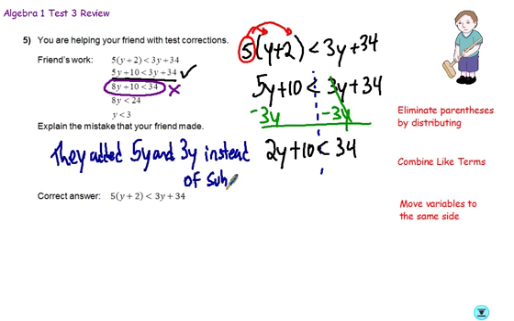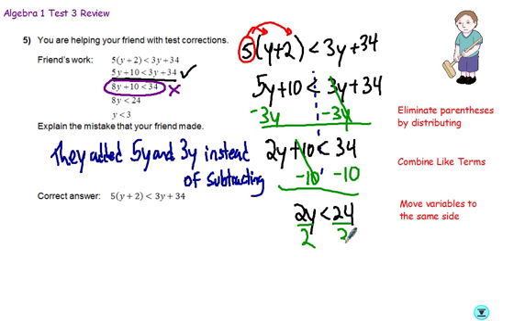Now I still want to finish this problem off and solve it. So we found out what the mistake was, and now we just want to finish it. Let's subtract 10 from both sides, so I get 2y is less than 24. Divide both sides by 2, and we should get y is less than 12. They got y less than 3, but we know the mistake they made.